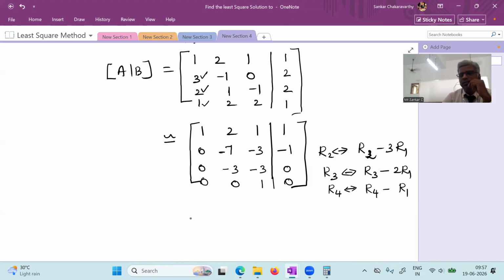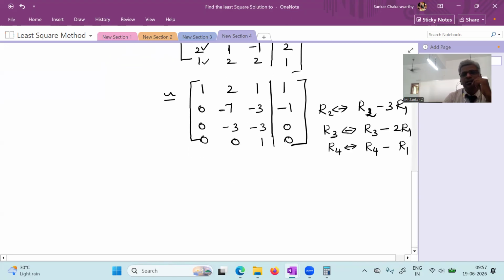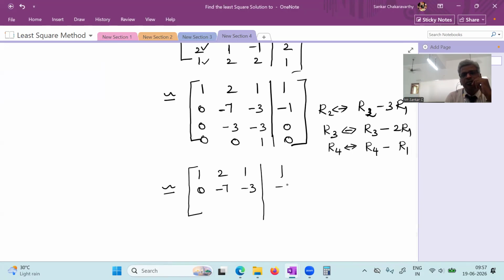Now for the next step, let us pick the first two rows as they are: 1, 2, 1 and 0, minus 7, minus 3, minus 1. Taking this, you have to make this element 0 by adjusting. Therefore, row 3 should be replaced by 7 into row 3 minus 3 into row 2.